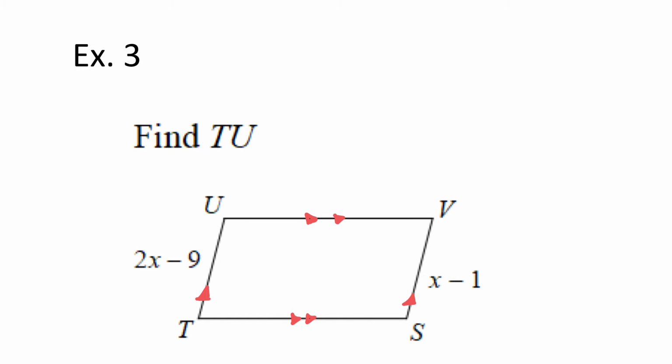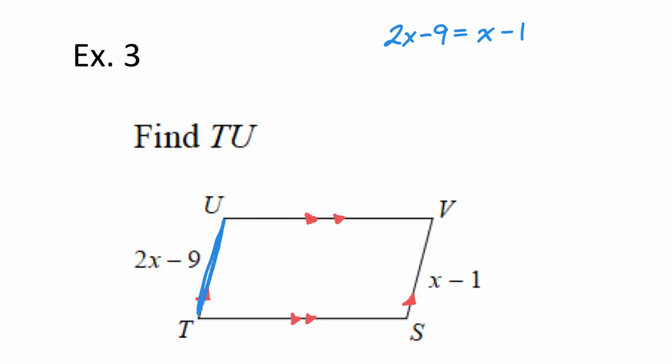Notice this one asks us to solve for the side TU. Doesn't really matter because whatever TU is, VS is. So whichever one they ask for, we were going to be good either way. These are opposite sides. So opposite sides of a parallelogram are always equal. So the first thing we need to do is figure out what x is.